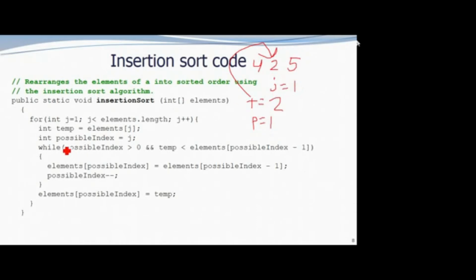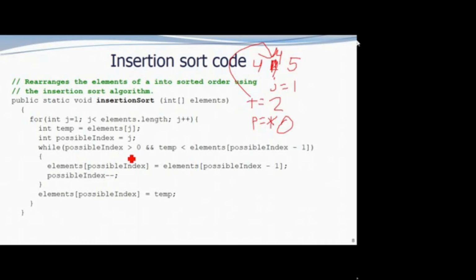Is possible index greater than 0? Yeah. And temp is less than the one before it, at possible index minus 1, which would be 0, so it's this one. Is temp less than that one? Yes. So in that case, the element at the possible index, which is here, equals the one before it. So 2 becomes 4. And we subtract 1 from possible index.